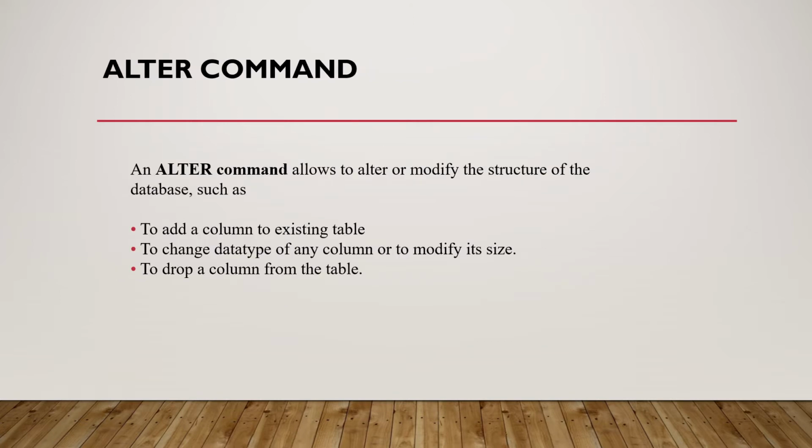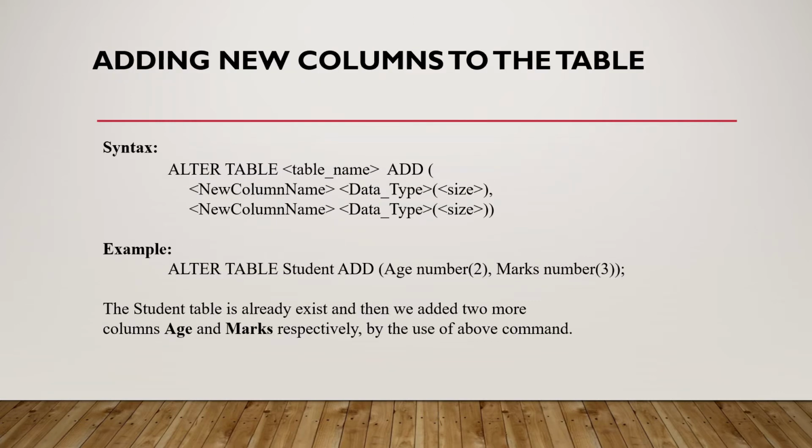And next one is the alter command. The alter command allows us to alter or modify the structure of the database, such as to add a column to an existing table, to change the data type of any column, or to modify its size, or to drop a column from a table. First one is adding a new column to the existing table using the alter table command. Syntax, alter table, table name, add, new column name, data type, and size.